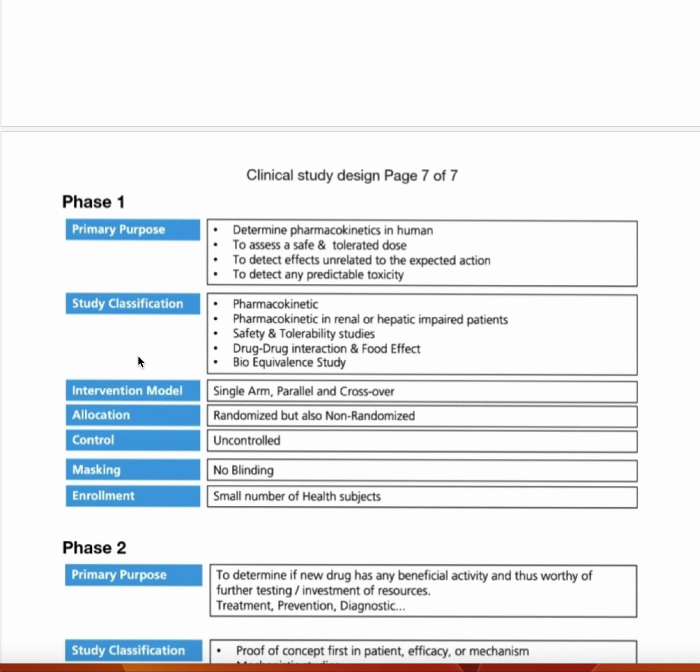Masking: no blinding, everyone knows everything. Okay, and the enrollment, we have a small number of healthy subjects. Again, I said 100 to 500, and that is a small number really.